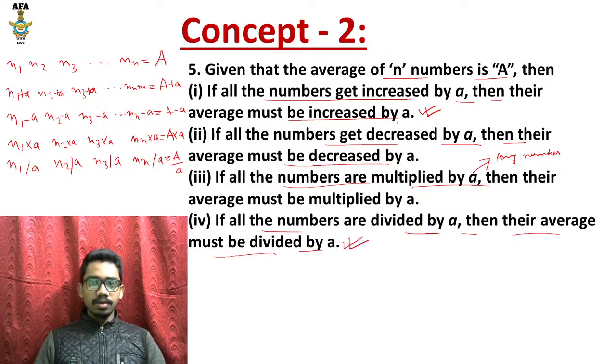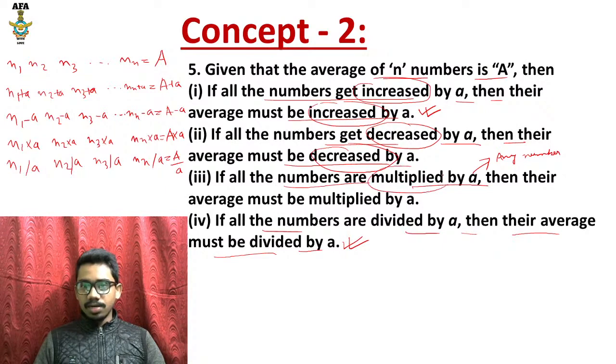Okay? If all the numbers get increased by a, then their average must be increased by a. If all the numbers get decreased by a, then their average must be decreased by a. Whatever operation is performed on all the numbers, the same operation is performed on the average. If all the numbers get multiplied by a, then the average will be multiplied by a. If all the numbers get divided by a, then their average must be divided by a. I hope it is clear.